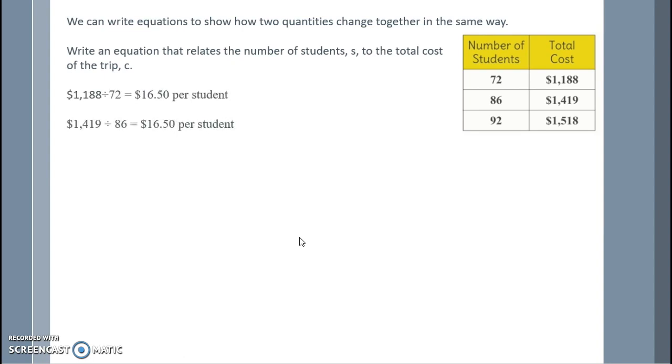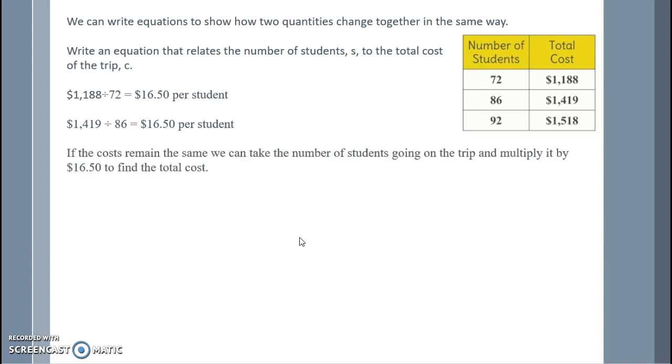So we can take $1,188 divided by 72 students. We see that it's $16.50 per student. Further, that should be the same, I would hope, when I do 1,419 divided by 86 students to get $16.50. So if the costs were to remain the same, we can take the number of students going on the trip, multiply it by 16.50 and find the total cost.